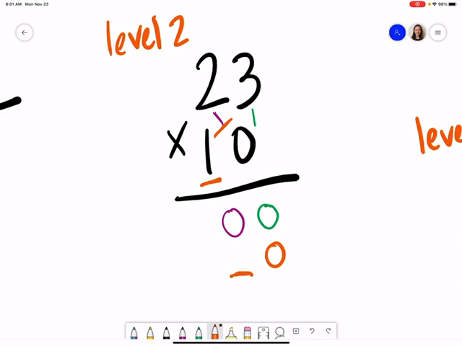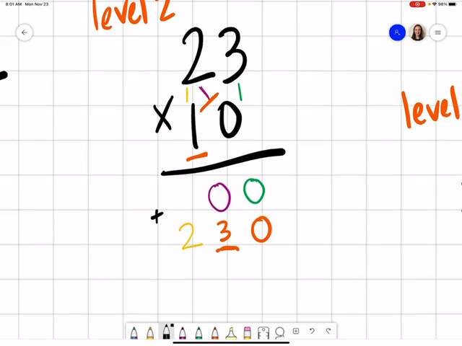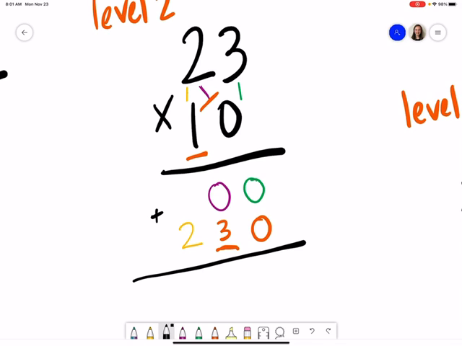Okay, so now I'm going to multiply my tens place times my ones place. 1 times 3 is 3. And now I'm going to multiply my tens place times my tens place. 2 times 1 is 2. Okay, now I'm going to add them together. And I'm going to get 230. Okay, because I added my ones together, I added my tens together, and I added my hundreds, which I only had that one.